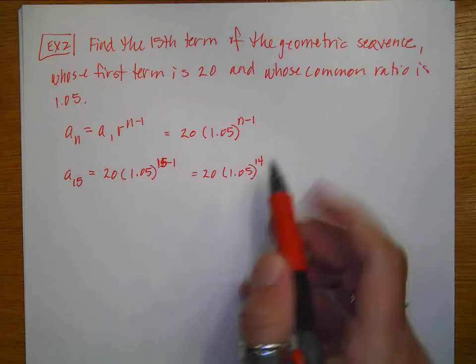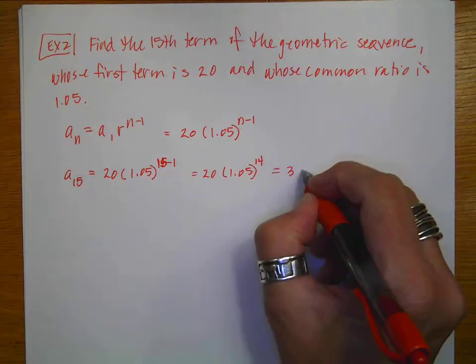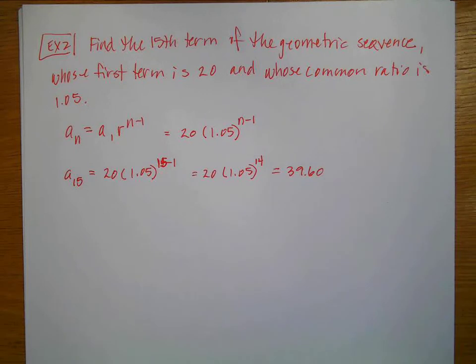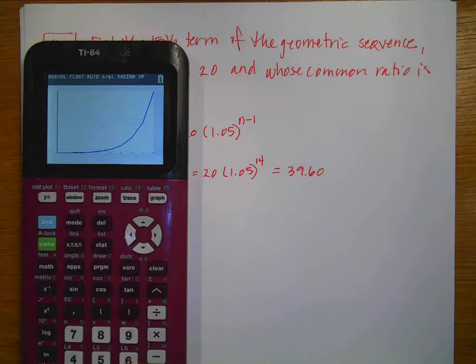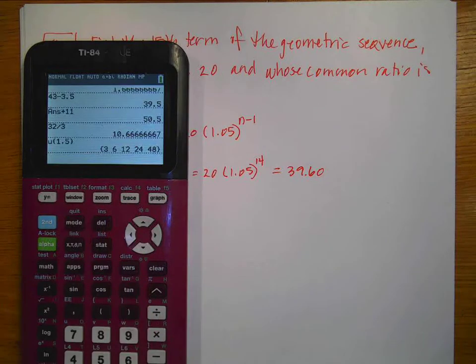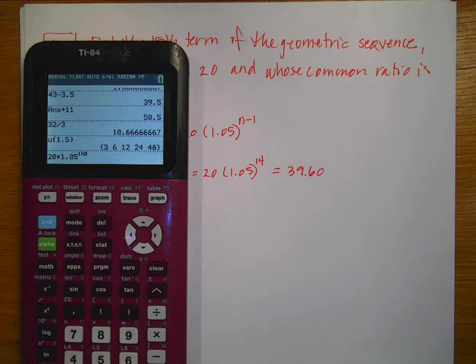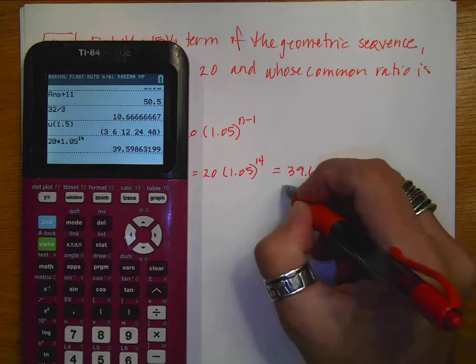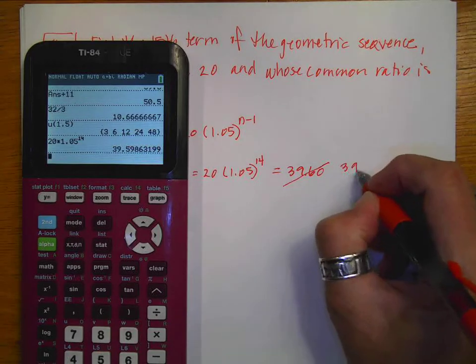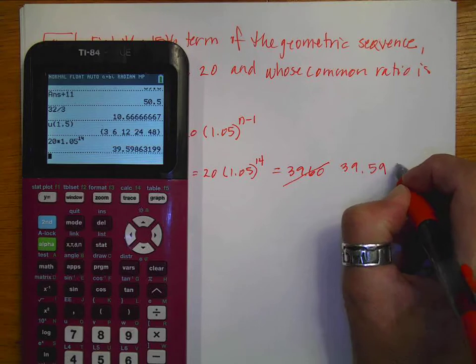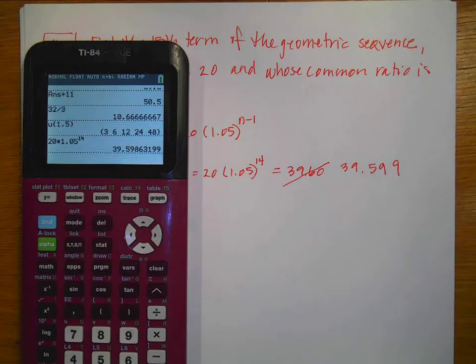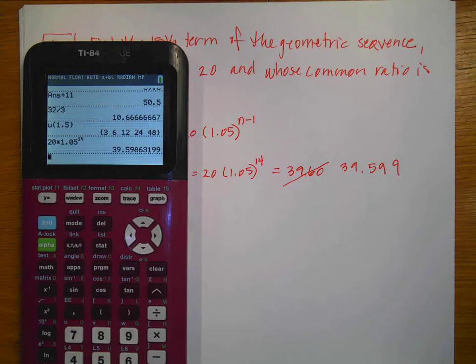I can just put this in my grapher, and then I can get a solution as 39.60. If you do that part by hand, if I quit, I need to do 20 times 1.05 raised to the 14, and then there is my solution. My preference is always that you give 3 decimals, so I would have written this as 39.599, and that would be appropriate, because in big kid math we always report to 3 decimal places.